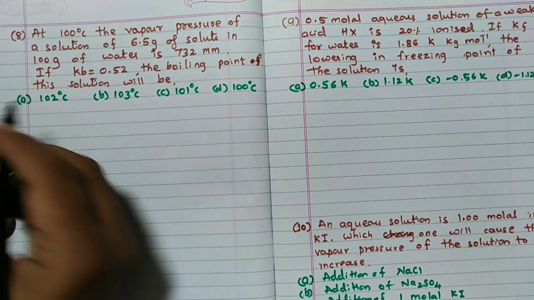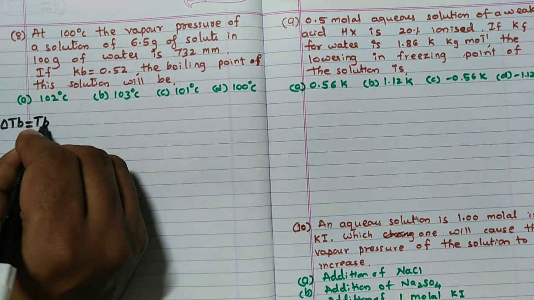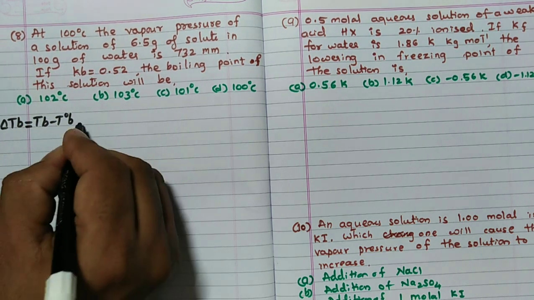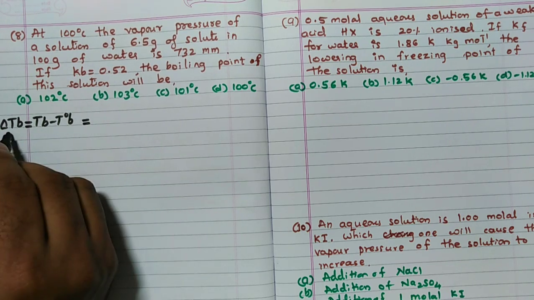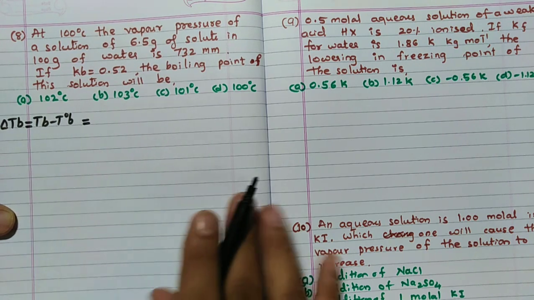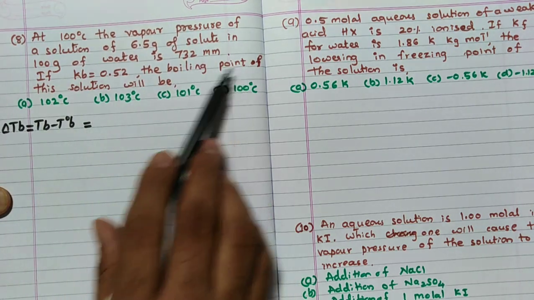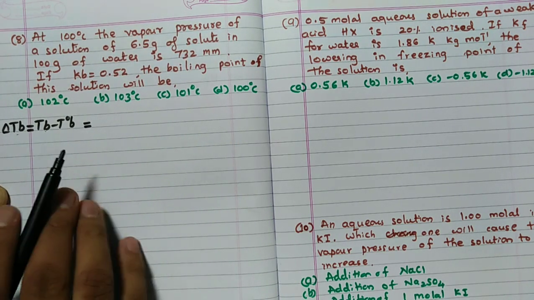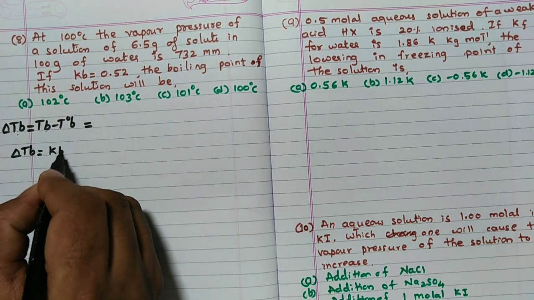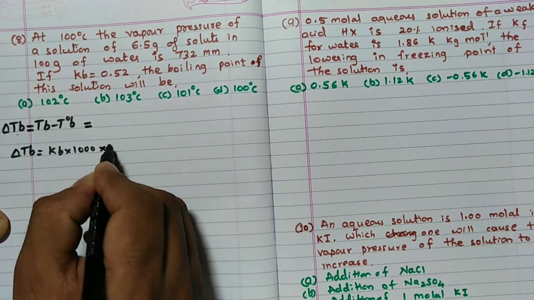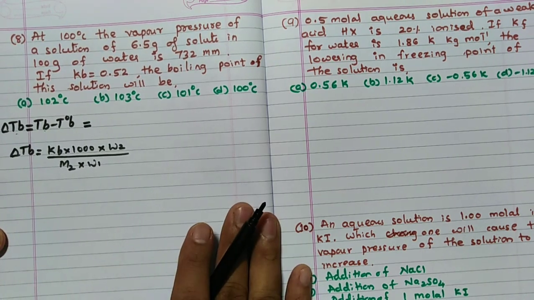To calculate the boiling point, remember we need delta Tb, because delta Tb is equal to Tb minus T naught b. Right? So Tb you can calculate only if you know this delta Tb. T naught b is 100 degrees Celsius. That is the water boiling point. Right? So to calculate Tb of the solution, we want delta Tb. How can you calculate delta Tb? The formula is delta Tb is equal to Kb into 1000 into W2 divided by M2 into W1. This formula you have to use.